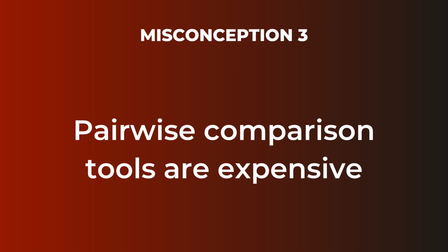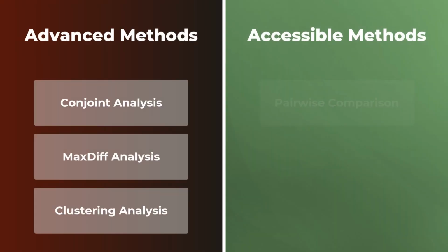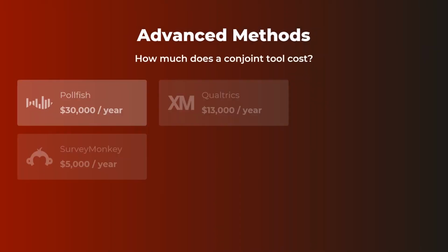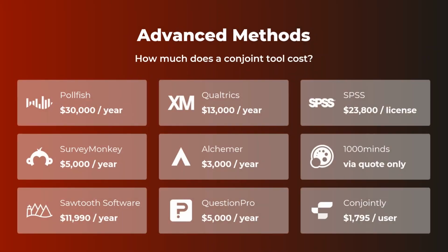And misconception number 3, pairwise comparison is expensive because it's an advanced research method. Pairwise comparison might still be relatively uncommon for online surveys, but it's not really an advanced research method, so it doesn't have an expensive price tag.